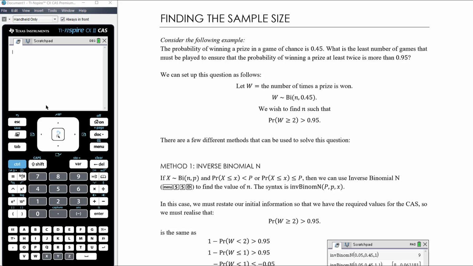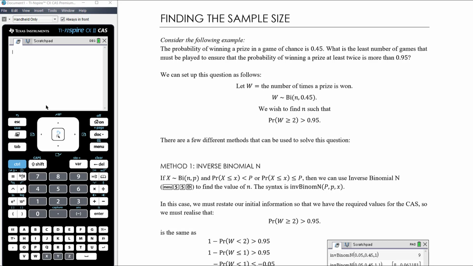So this is our final video in the binomial distribution section. After this, we'll move on to continuous random variables and normal distribution. So what we want to look at here is problems where we might need to find the sample size, and by that I mean find the value of n.